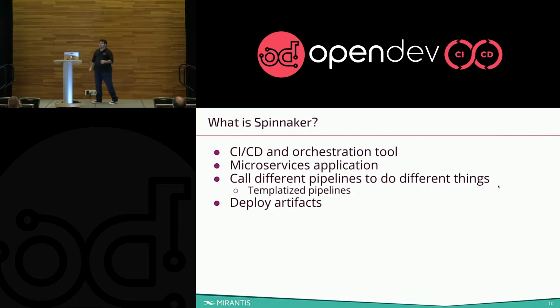Another thing that it does is it enables you to deploy specific artifacts. So you can create, say, a VM or a Docker image or a Kubernetes manifest, whatever it is. These artifacts, you can create them and tell Spinnaker, OK, go ahead and deploy this.